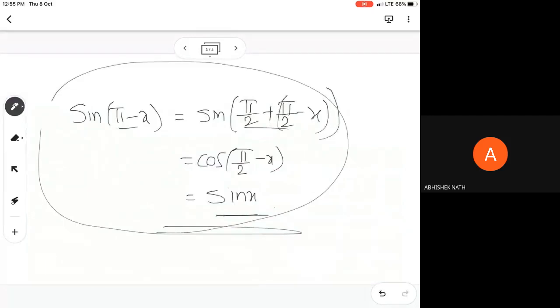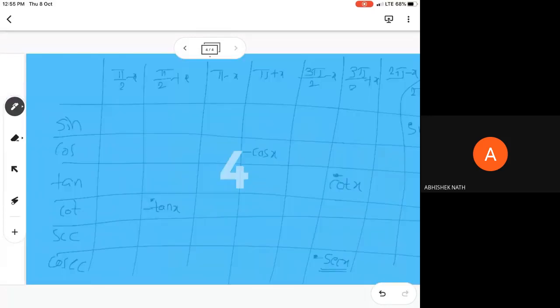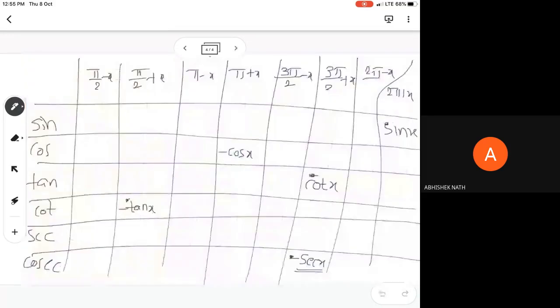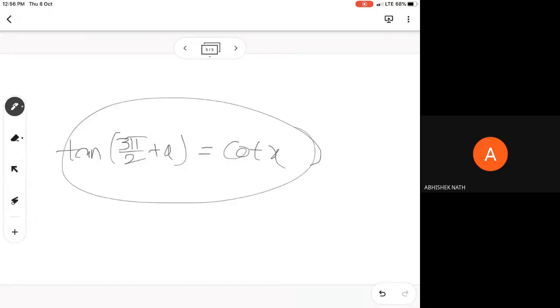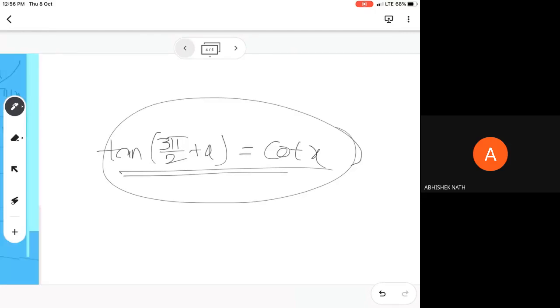Sir, if 2 pi is given, how do you prove? If you want to prove, you have to prove that also, don't just do this and leave it. Sir, we got tan 3 pi by 2 plus x equal to cot x. After the class, anyone try to prove tan 3 pi by 2 plus x is equal to cot x. How can we prove this one? You try.